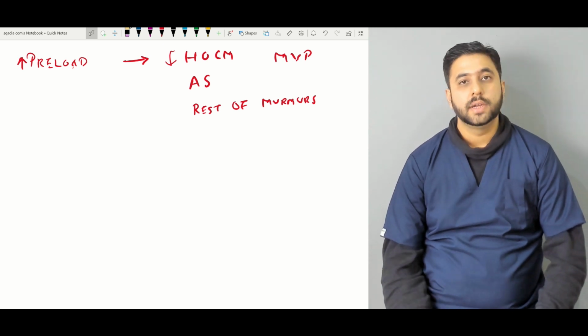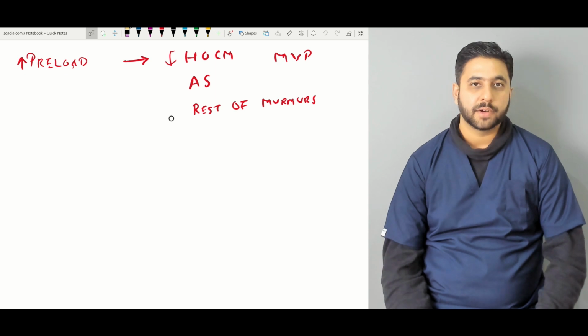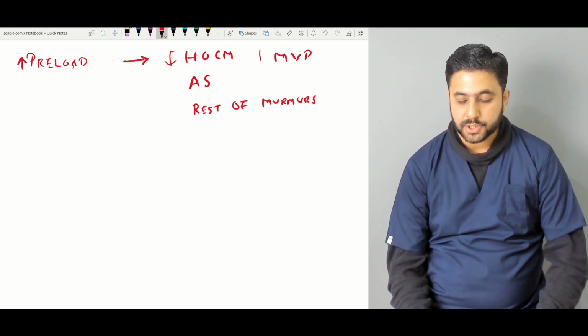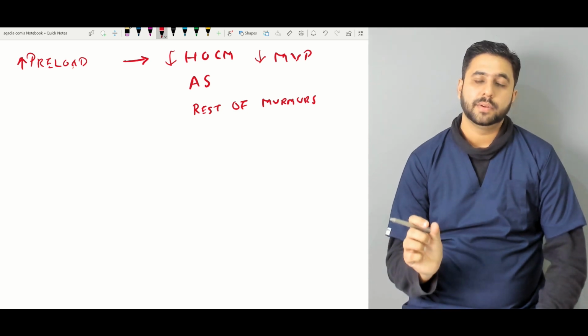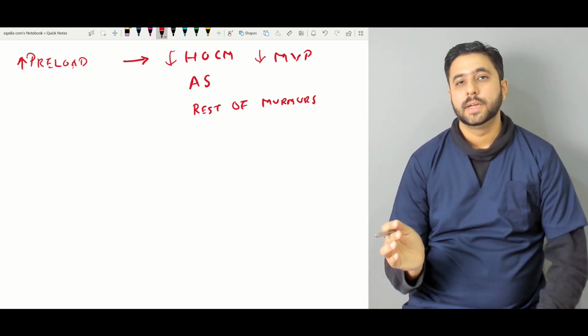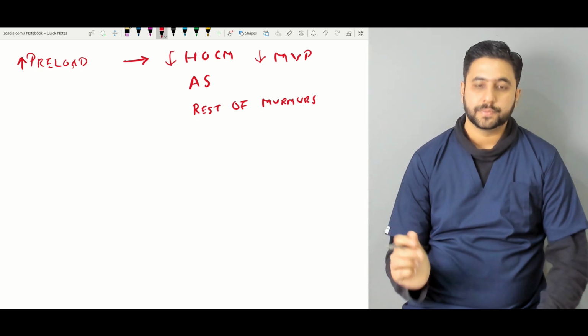And I just told you that you have to follow the same pattern for mitral valve prolapse. Similarly, in a patient with mitral valve prolapse, the murmur intensity goes down, the murmur will become shorter, and the mid-systolic click will move towards the S2.